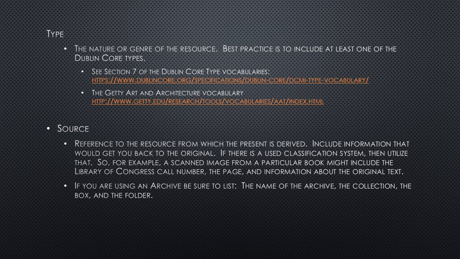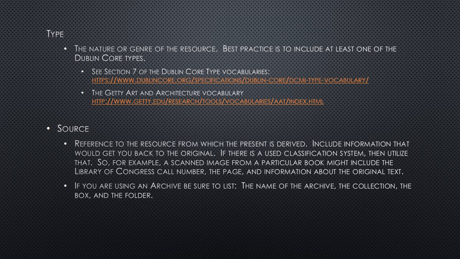Type, the nature or genre of the resource. And the best practice is to include at least one of the Dublin Core types. And in the handout or here on the screen, I have given you links to where you can find the Dublin Core type vocabularies and also the Getty art and architecture vocabularies. The Getty has some amazingly powerful controlled vocabularies for various kinds of images, and I use them a lot.